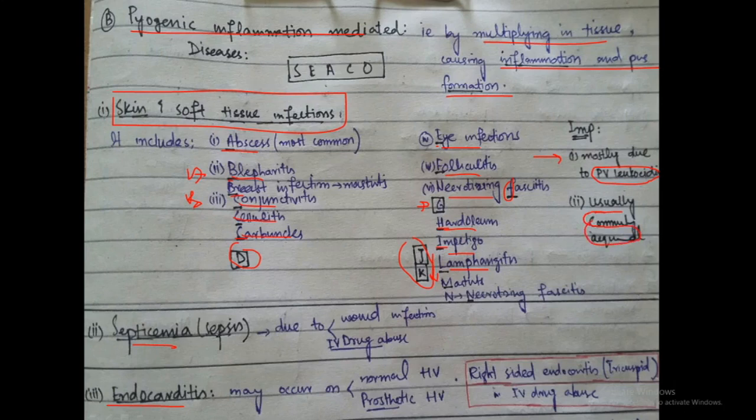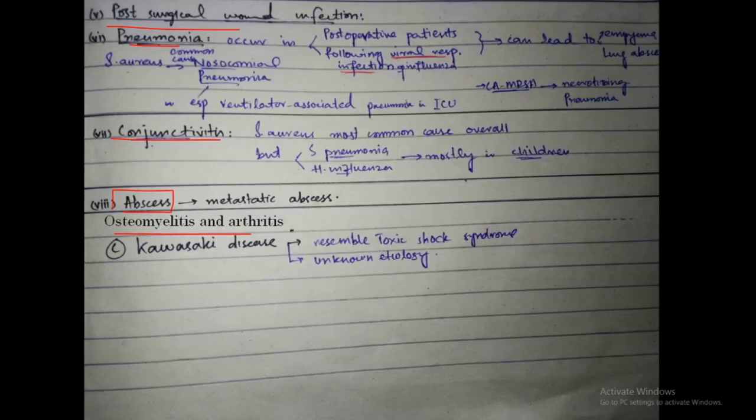Second one is septicemia, which is due to wound infection and IV drug abuse. Third one is endocarditis, mainly occurring in the prosthetic heart valve, and that usually is right-sided endocarditis, which is the tricuspid valve, and it usually occurs in the IV drug abuser. Fourth one is post-surgical wound infections. Fifth one is pneumonia, which mainly occurs in post-operative patients and following viral respiratory infection of influenza. And this can lead to empyema and lung abscesses.